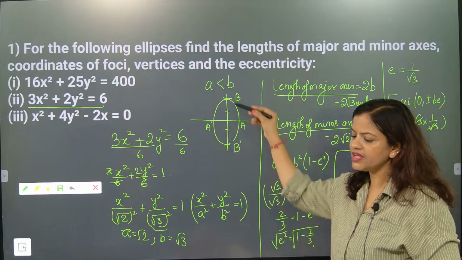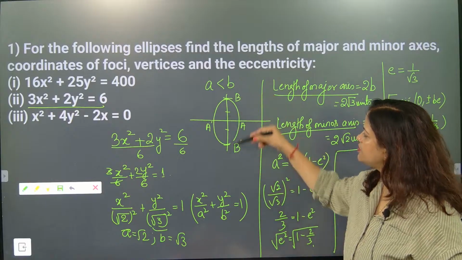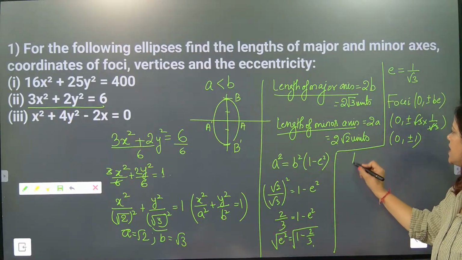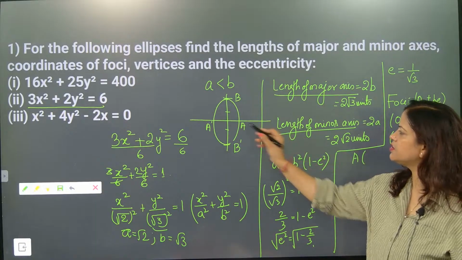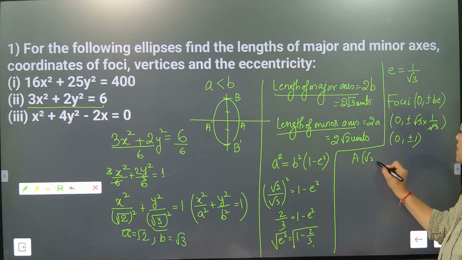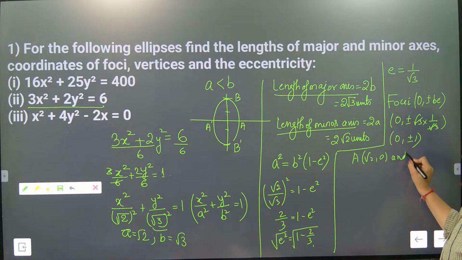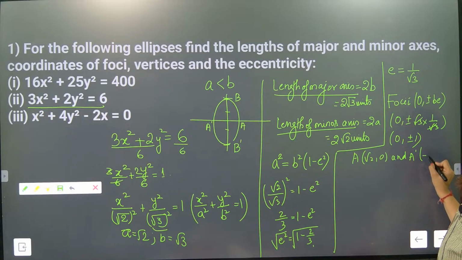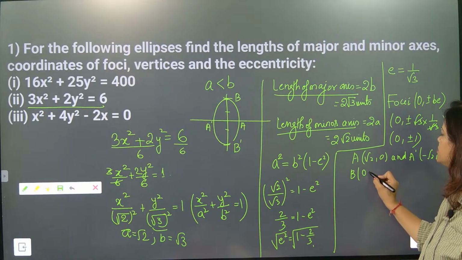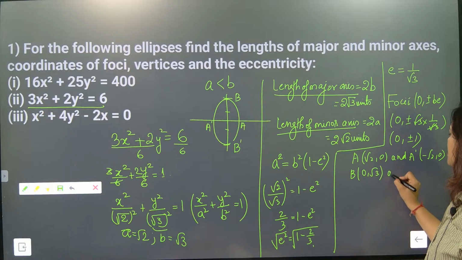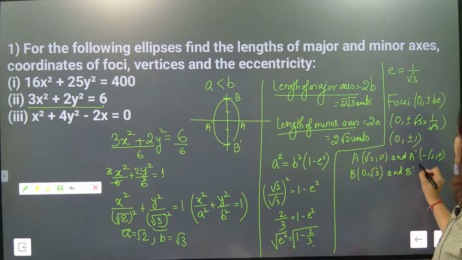Now, beta, what are the vertices? Here the vertex points are A, A dash, B, B dash. A will be root 2 comma 0, and A dash will be minus root 2 comma 0. B will be 0 comma root 3, and B dash will be 0 comma minus root 3, beta.